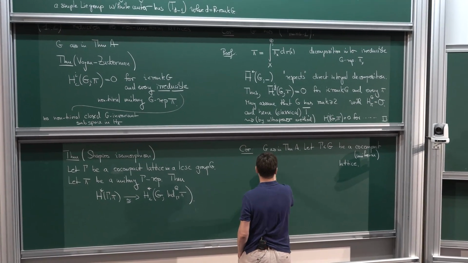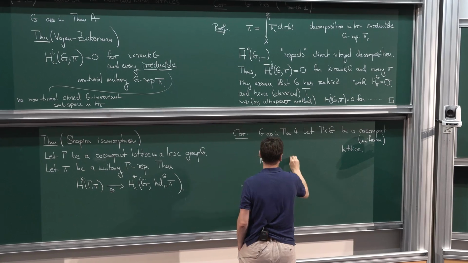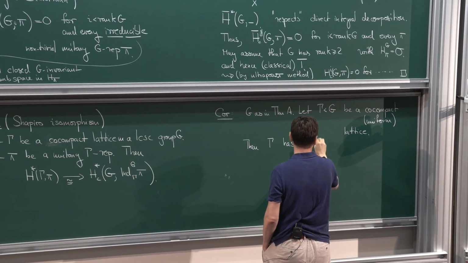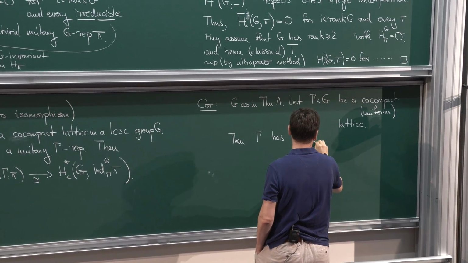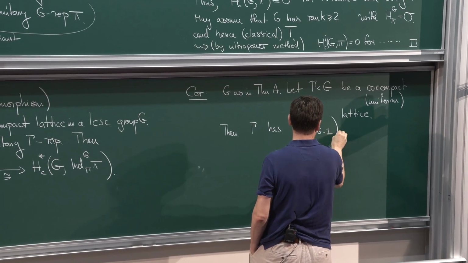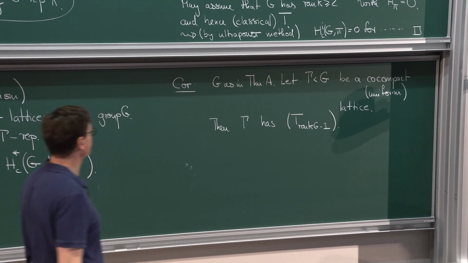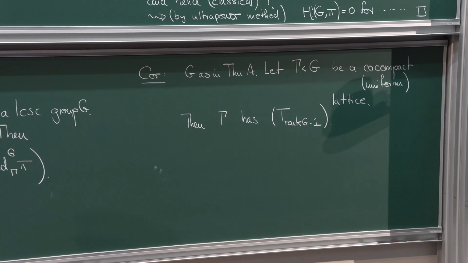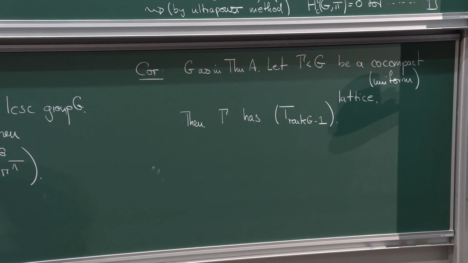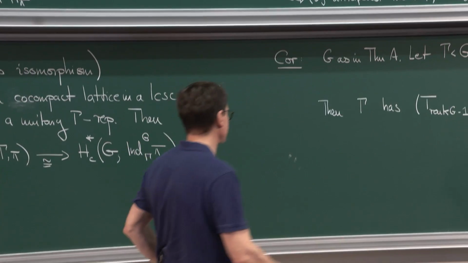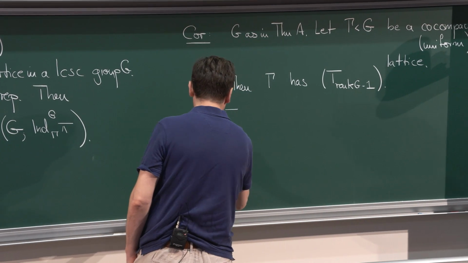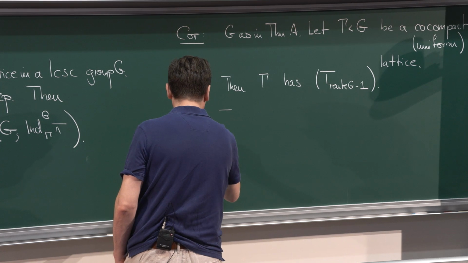And then gamma has T rank G minus 1. Yeah, and how do you do that? Well, you want to look at the cohomology. So you have, the proof is a one-liner.